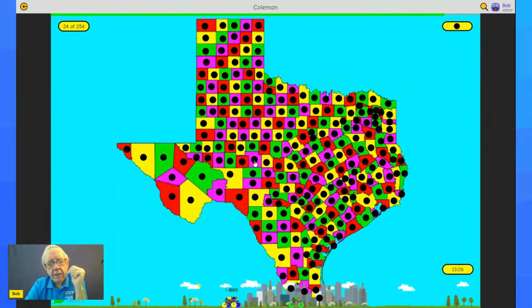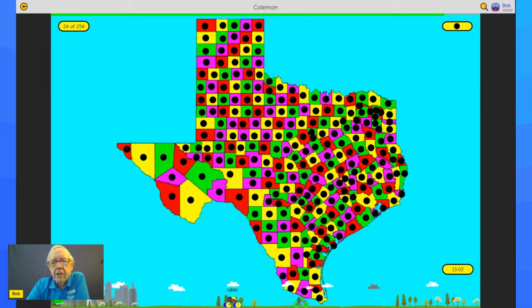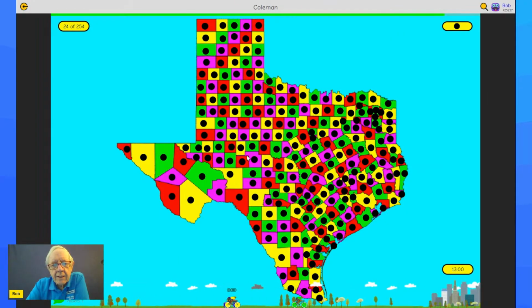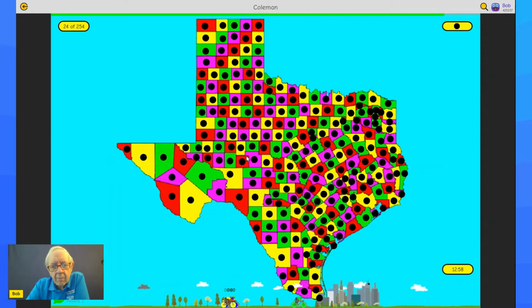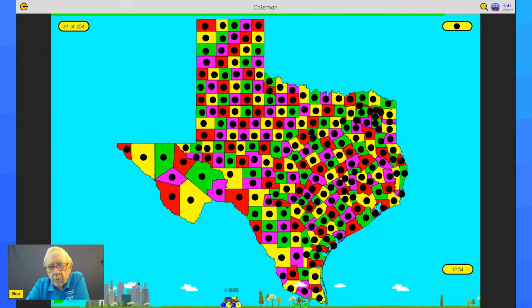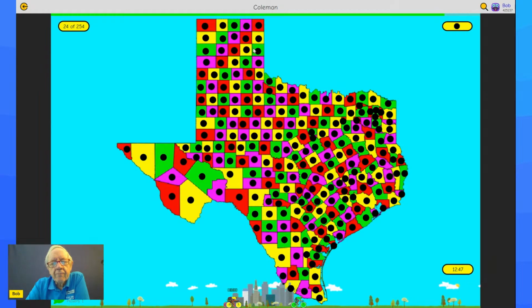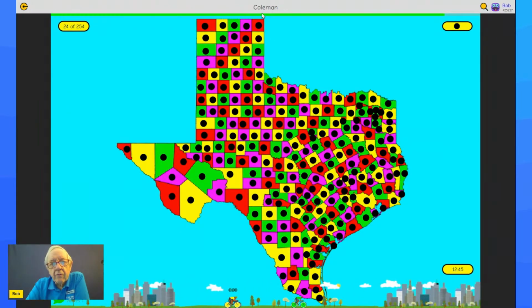This is Tom Green. Tom Green is really an interesting county. At first, I thought the map was wrong because Tom Green is this purple one, but Tom Green County extends all the way over here, just below Sterling and just above Irion. So anyway, I got that one right.